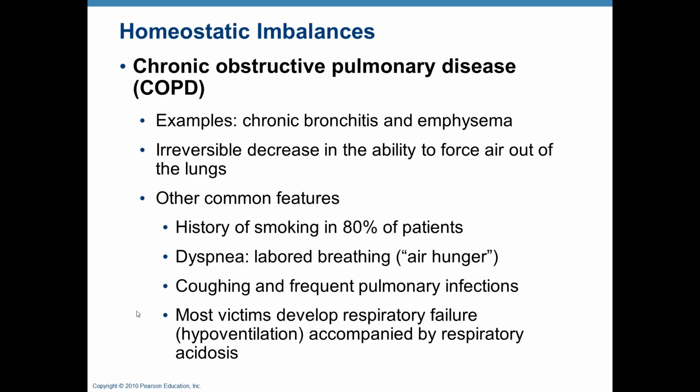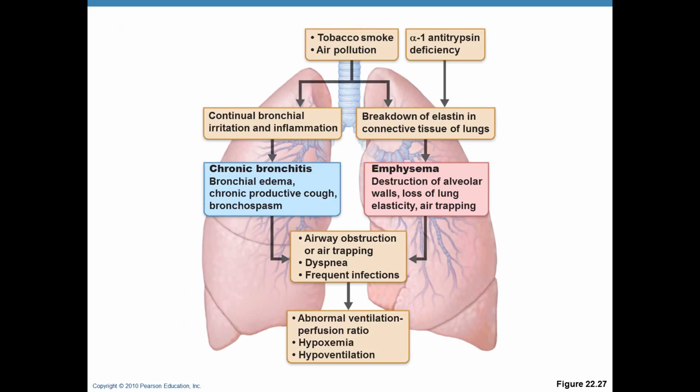And most victims eventually are going to develop respiratory failure. It's going to get to the point where you cannot exchange gases properly. You can't get the CO2 out, which causes the pH in your body fluids to go down. That condition is called respiratory acidosis, where you have low pH because you're not able to exhale CO2 properly. You'll be hearing more about that in your acid-base balance lecture.